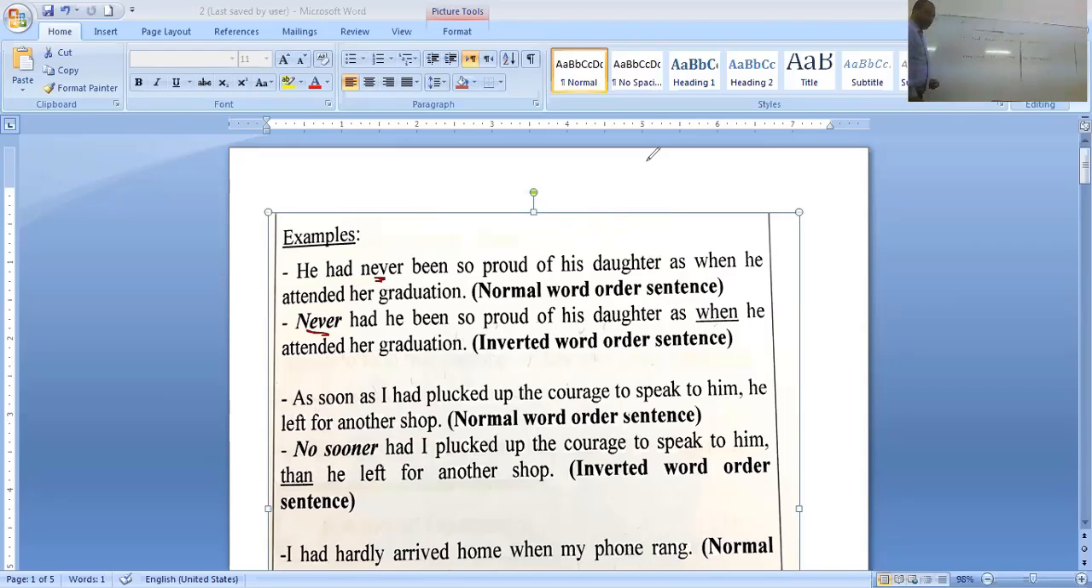I want you to know the final formulation of this new grammatical rule. Here we start with the adverb. Then the auxiliary verb. Then the subject. Okay? Adverb, auxiliary verb, subject. Sometimes the sentence doesn't have an auxiliary. This auxiliary is not found.